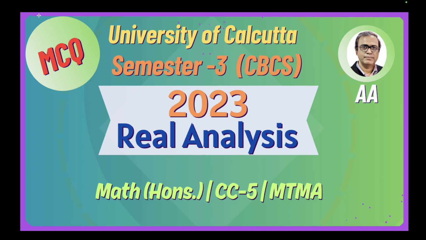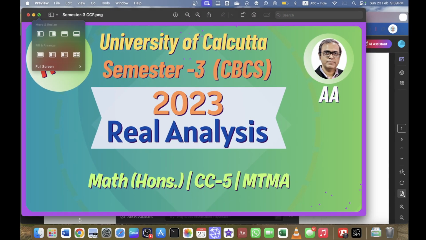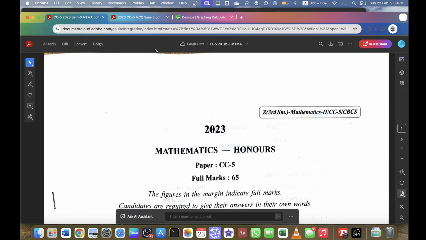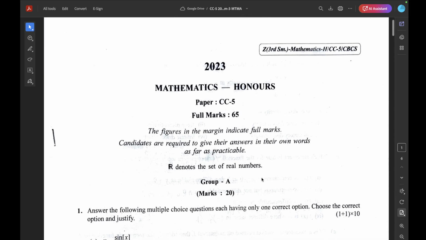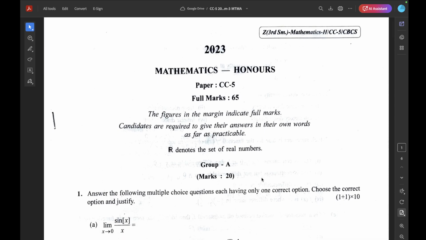Today we discuss MCQ 2023 on real analysis, paper CC-5, Mathematics Honors, University of Calcutta, semester 3 under CBCS. Question paper 2023, Mathematics Honors CC-5.